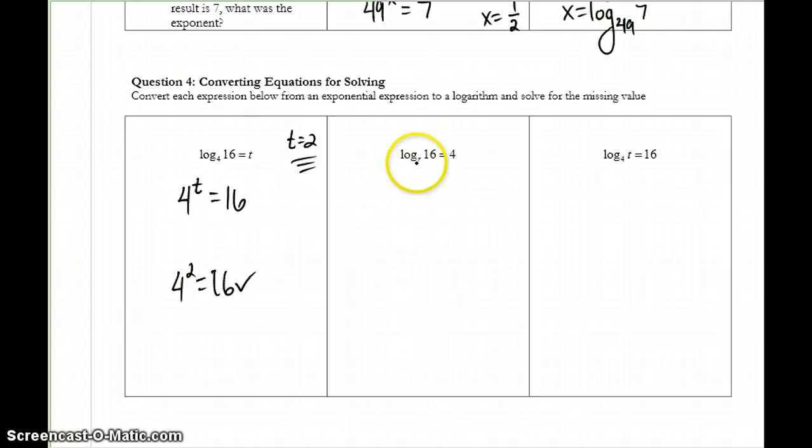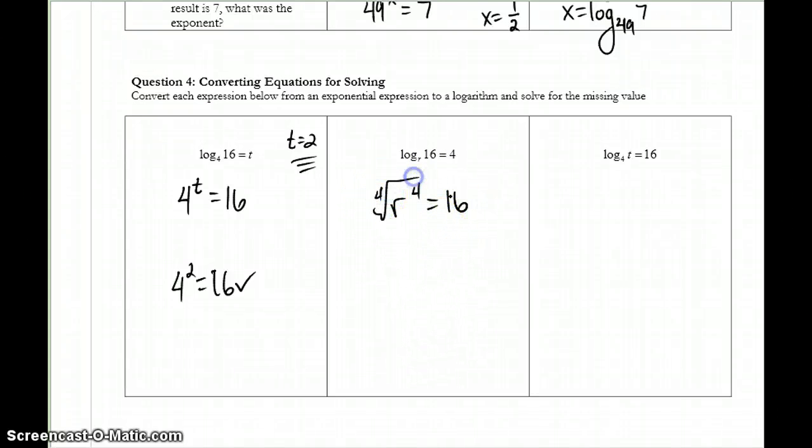Here we're saying some number to a power is 16, and that power is 4. It's a little bit hard to follow just by looking at the log. So let's rewrite it as an exponent. Here, the base of the log is the base of the exponent. What the logarithm is equal to is the exponent. What is inside the logarithm is the result of the exponential problem.